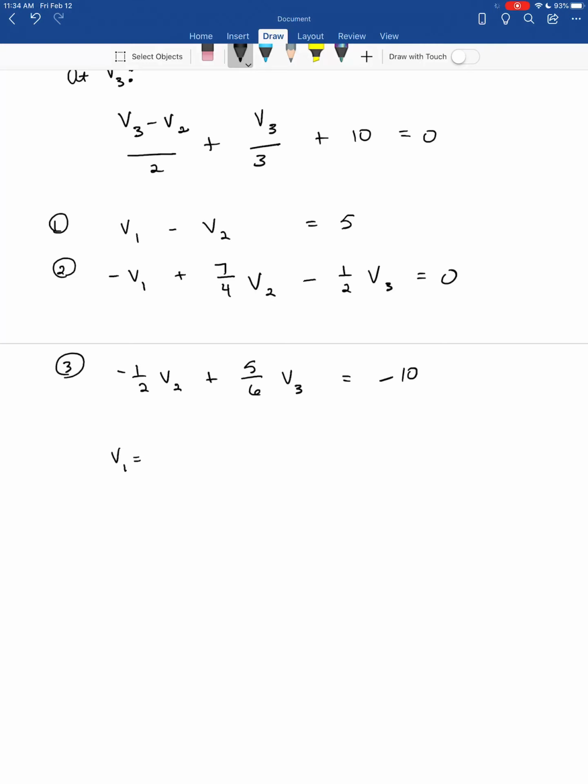So V1 is 5 plus V2, and 5/6 V3 is minus 10 plus 1/2 V2. So V3, if you invert some things, is minus 12 plus 3/5 V2, I think. So this becomes 6/5 times 10, which is 12. 6/5 times 1/2 is 6/10, which is 3/5.